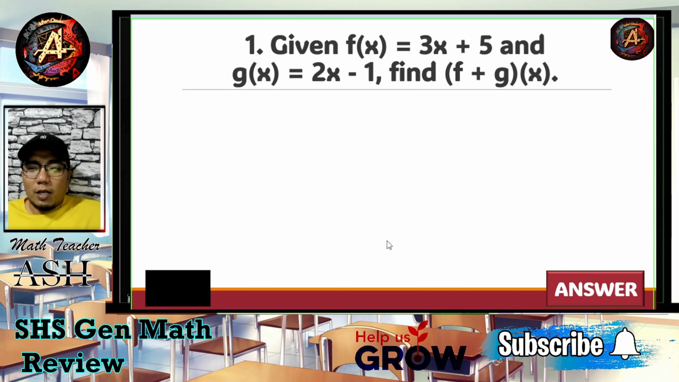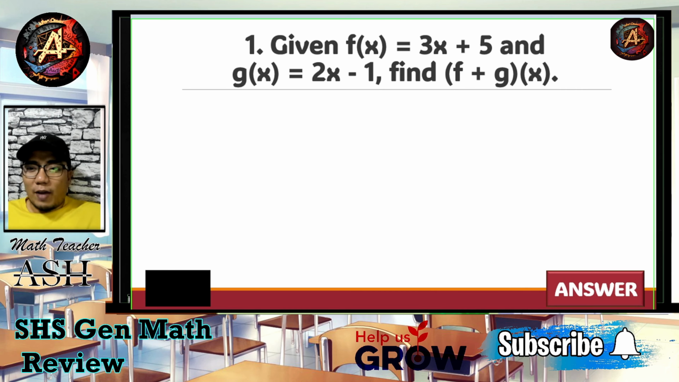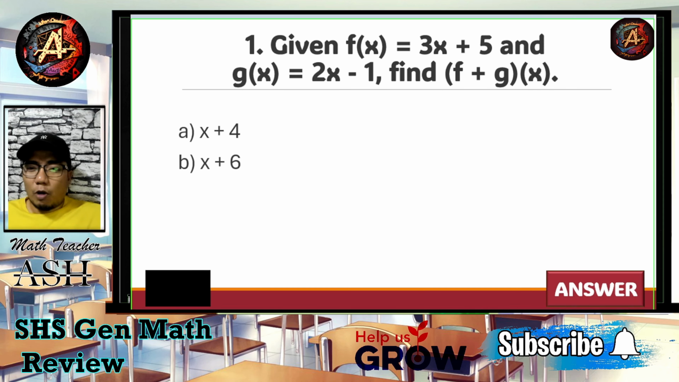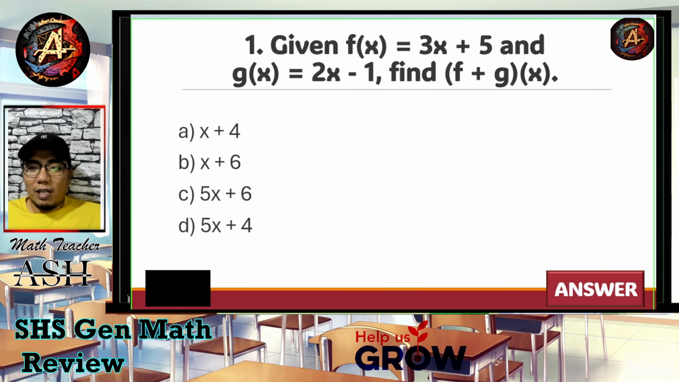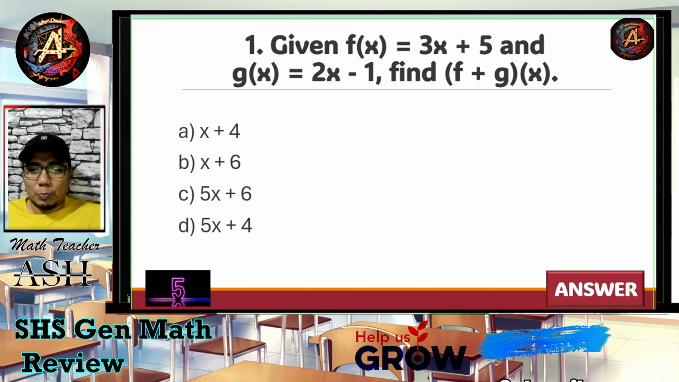Question number 1. Given f of x is equal to 3x plus 5 and g of x is equal to 2x minus 1, find f plus g of x. Is it A, x plus 4, B, x plus 6, C, 5x plus 6, or D, 5x plus 4? I'll give you 5 seconds to think about your answer.